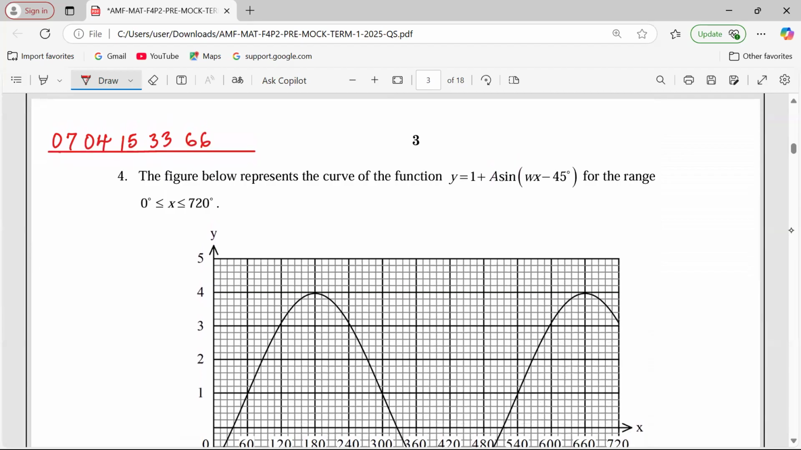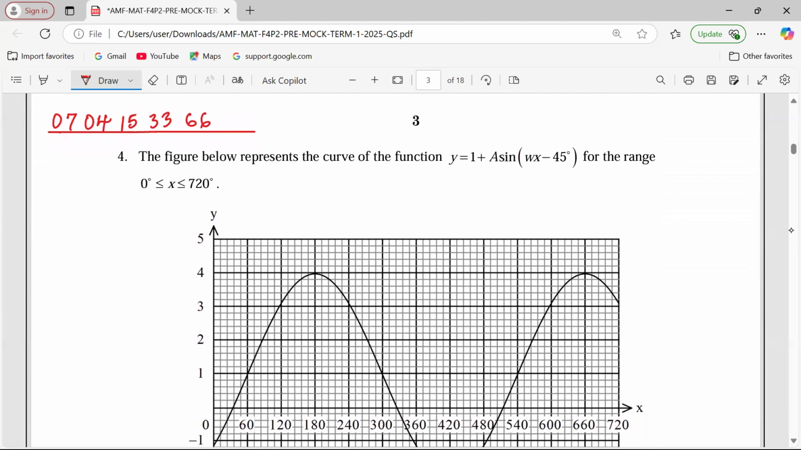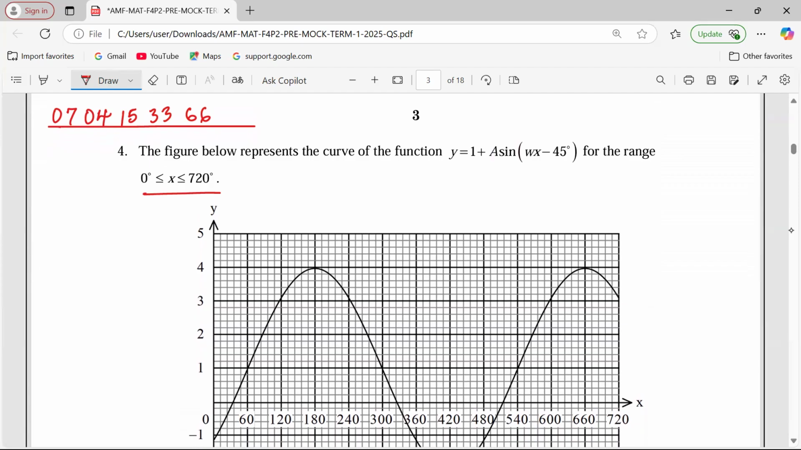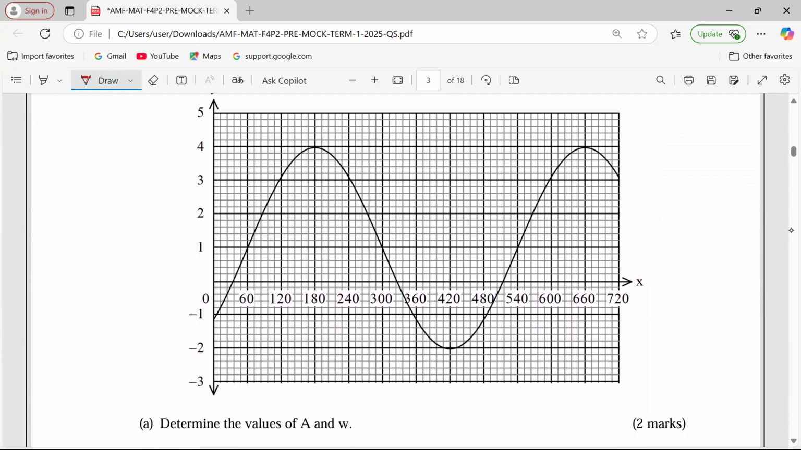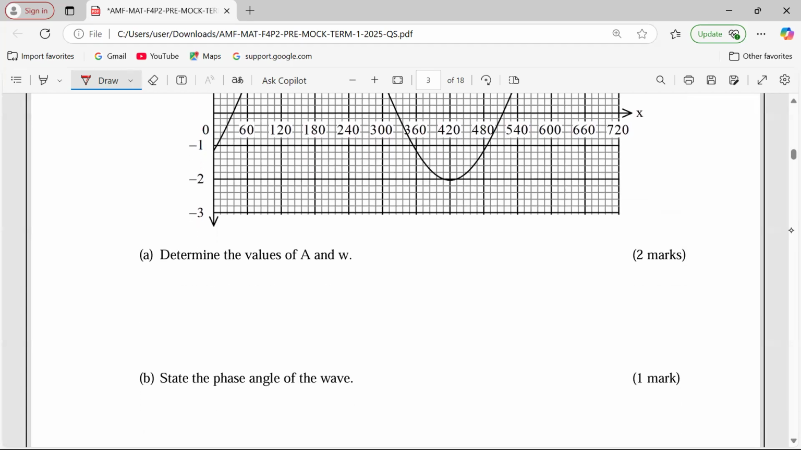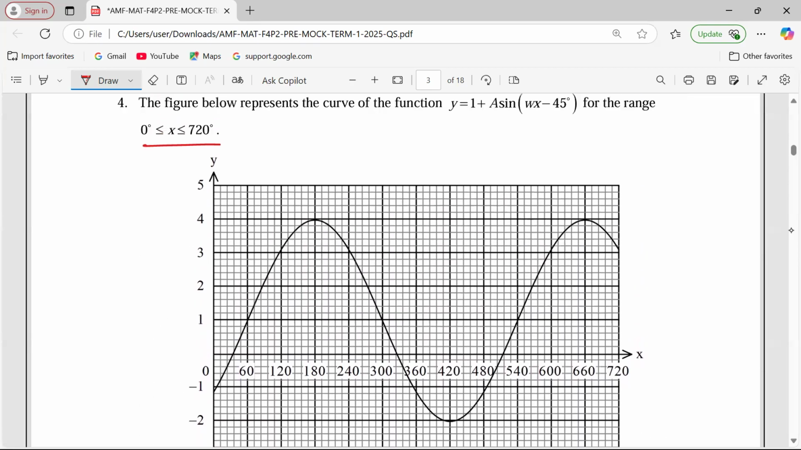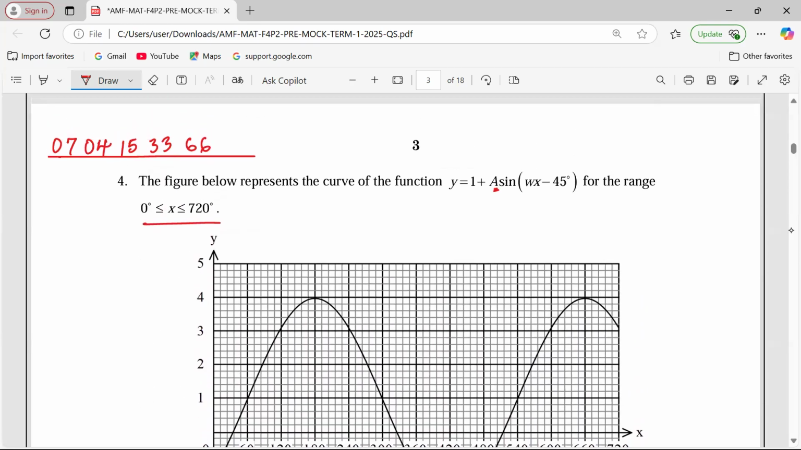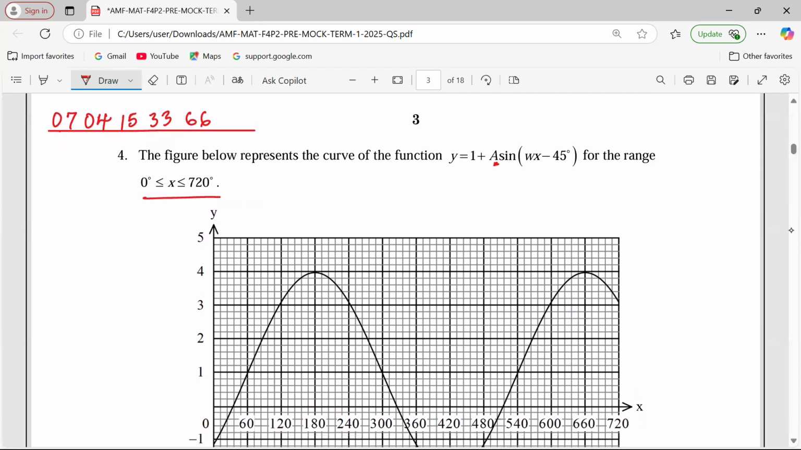Look at a wave question here, which is a trigonometric wave. The figure below represents the curve of the function y equals 1 plus a sine of wx minus 45 degrees for the range 0 all the way to 720. So here is the drawn wave. Part A. Determine the values of a and w. The value of a, which is just before the sine, is usually the amplitude. A is for amplitude in this case.